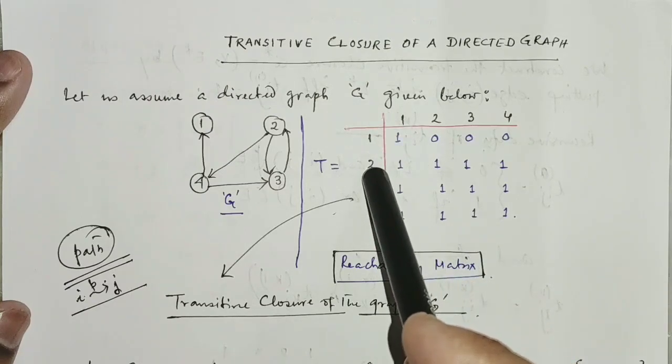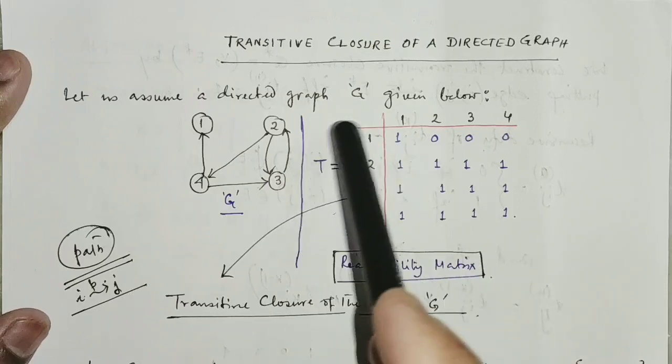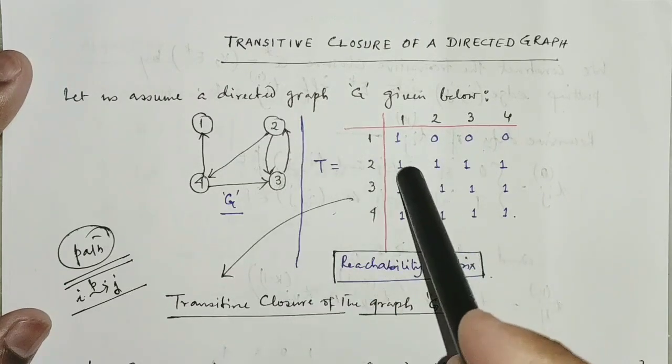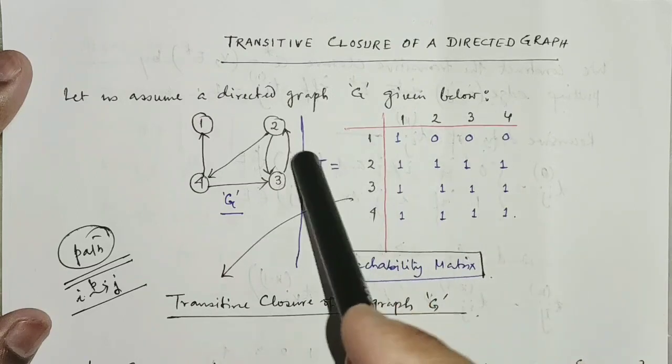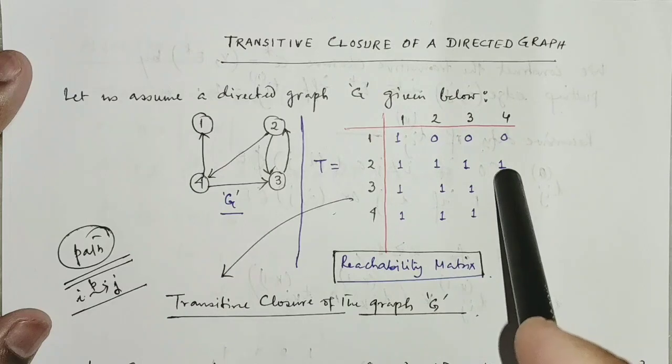So the same logic can be applied here. So 2 to 2 is 1 because you are at vertex number 2. So you have already reached there. Now 2 to 3. So 2 to 3, yes, there is a direct path. So you can put 1 here. Then 2 to 4, there is a direct path. So you can reach from 2 to 4. So that's why it is also 1.